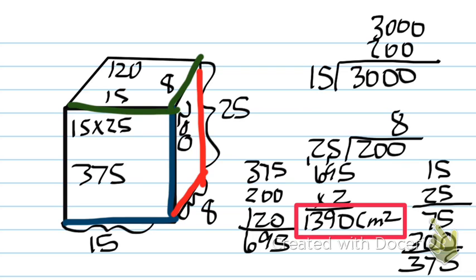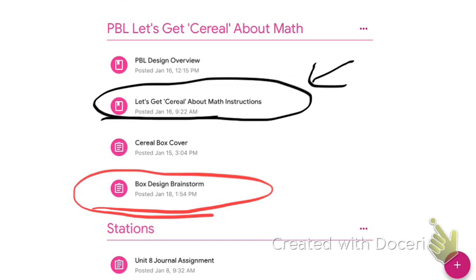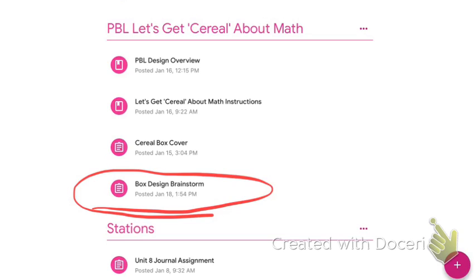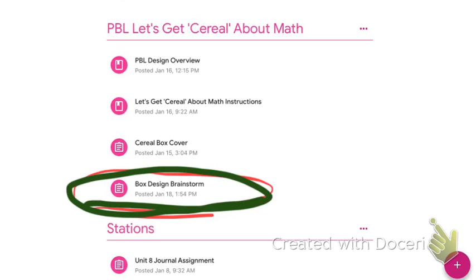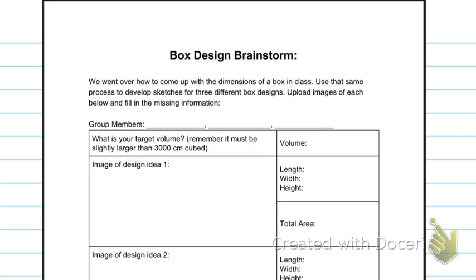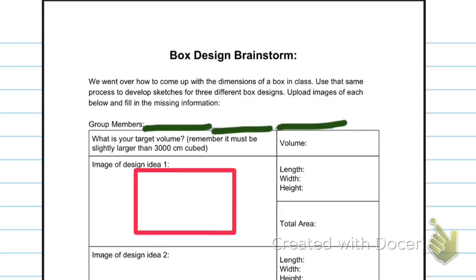All right, now I want to make sure you understand what you need to do for the assignment. In Google Classroom, you have Box Design Brainstorm here. You need to click on that, and then that's going to pull up a Google Doc that looks like this. In this Google Doc, be sure that you put the names of everyone in your group, 2 or 3 people, whatever. There's a place there for you to put 3 different images. So you're going to draw your sketch and label the dimensions, and that's going to go in the box there that says Image of Design.